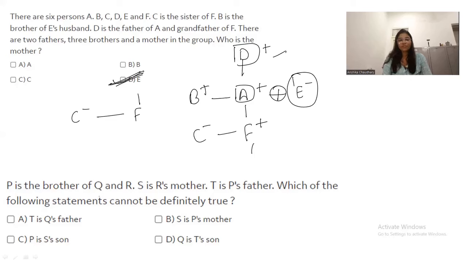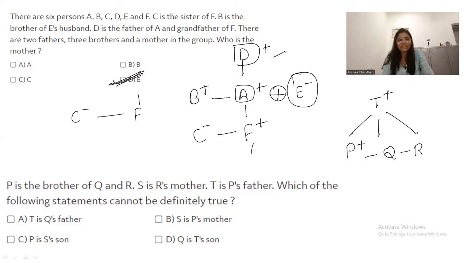P is the brother of Q and R. Now Q and R's gender is not defined here, so we will not mark any gender. Now T is P's father. So if T is P's father, T must be the father of these three only, because they are all siblings together. Now, which of the following statements cannot be definitely true?